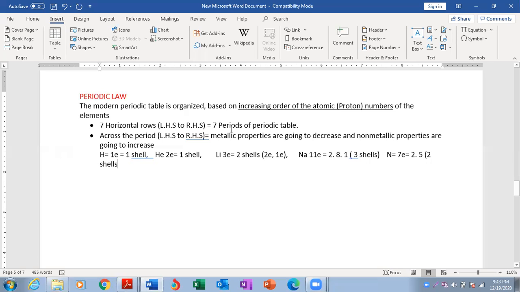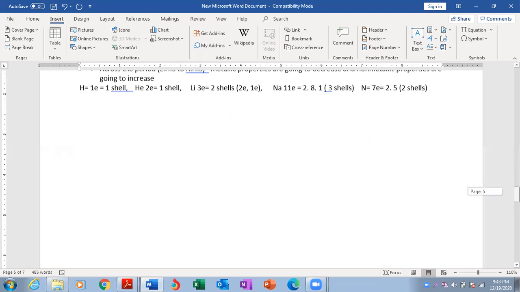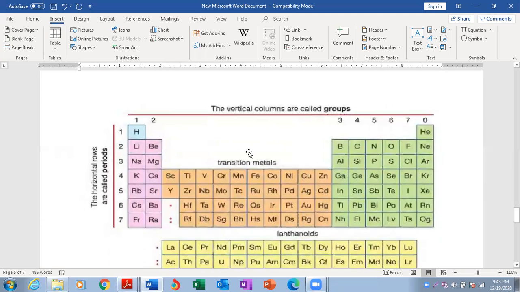Now my dear student, I have randomly chosen different kinds of elements here, and we have found different quantities of shells. Now moving towards the periodic table. I have chosen hydrogen and helium. They keep one shell, and they are found in period number 1. Lithium keeps 2 shells and is found in period number 2. Sodium keeps 3 shells, and the period is number 3.